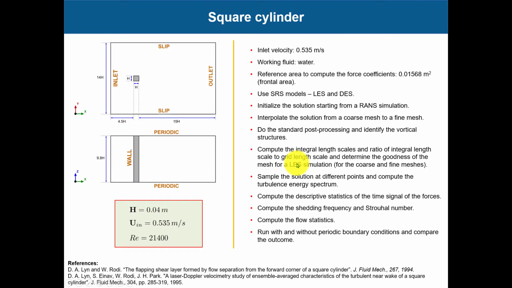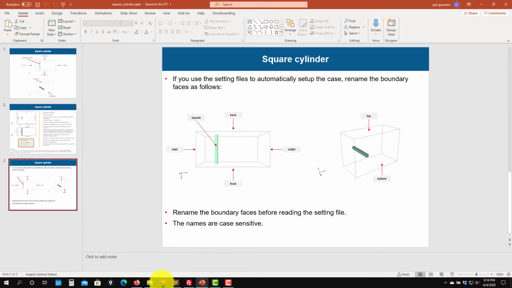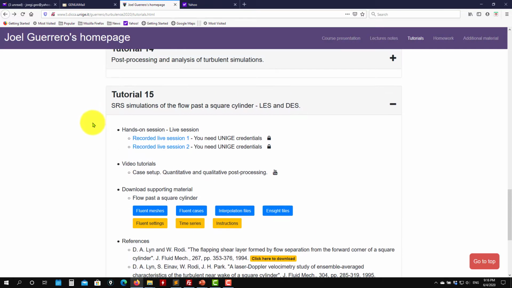So this case has plenty of data. You have here the dimensions of the domain, so if you want to use your own mesh, you can get it from here. We have here our conditions, what we're going to do. This is a Reynolds number of about 22,000. In the course tutorials, this is tutorial 15.